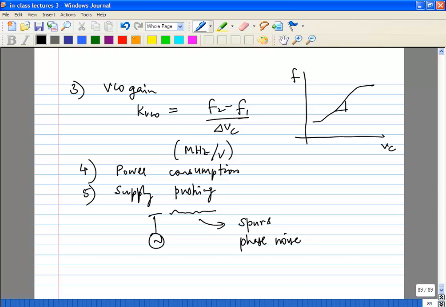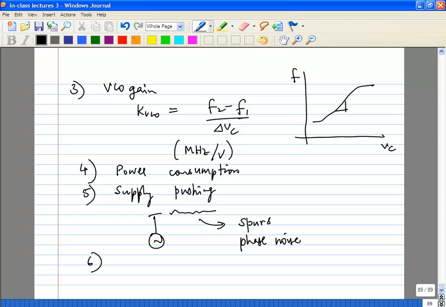Okay, so what happens? Spurs, we already looked at it last time. So if you have some kind of periodic tone on the supply, let's say the periodic tone is at 1 megahertz, and let's say the VCO is operating at 900 megahertz. What you'll see is, even though it's only at 1 megahertz, at the VCO output, you'll end up seeing it at 901 and 899 megahertz. So the tone on the supply gets upconverted, and similarly, if you have some noise, that also gets upconverted to the oscillation frequency. Okay, so this is another metric.